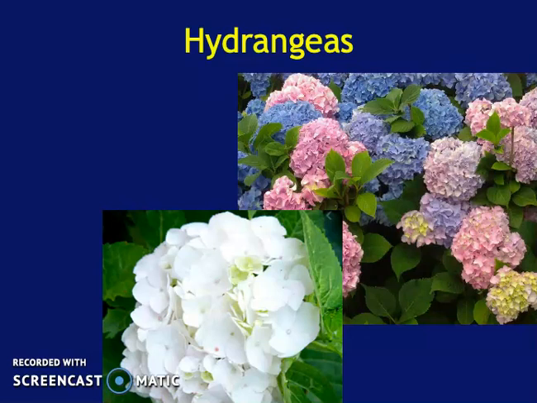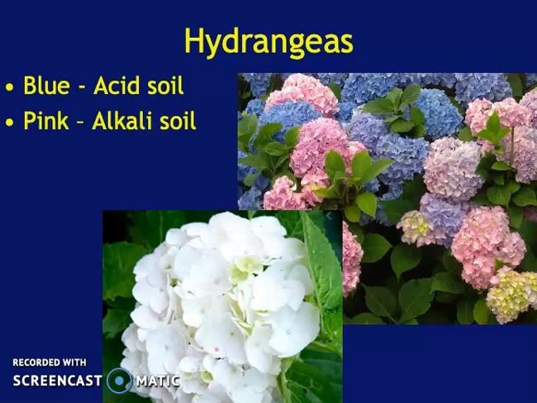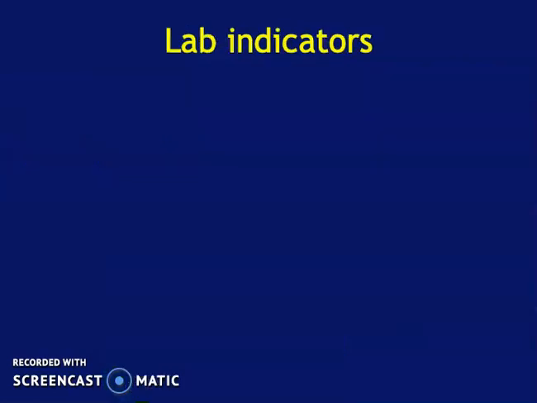They tell us about the soil. So if you have blue hydrangeas, you have acid soil. If you have pink hydrangeas, your soil is basic or alkali, and I'll talk about alkali in a minute. And if you have white hydrangeas, then that is a neutral soil. So this is just a little bit of FYI to show you that actually in nature we do have these indicators.